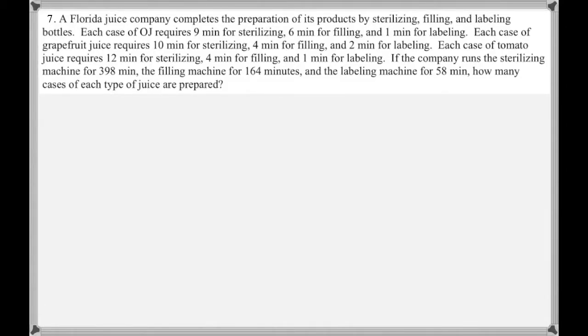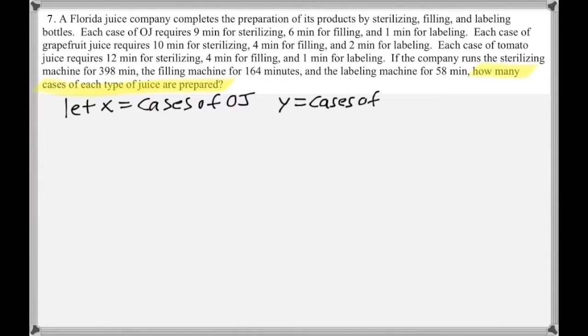Okay, so a lot of information here. Usually the last sentence tells us what our variables are and what they're looking for. So I'm going to let x equal the cases of OJ, y equal the cases of GJ, and z equal the cases of TJ.